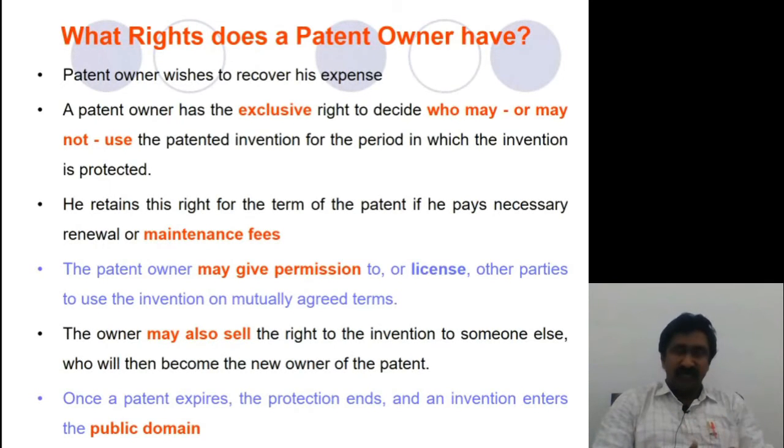So the protection of 20 years for the patent is available only if you give the renewal fee to the government and keep the patent updated. Then the patent owner may give permission to, or license, other parties to use the invention on mutually agreed terms. And that is a necessary part of the invention or patent.